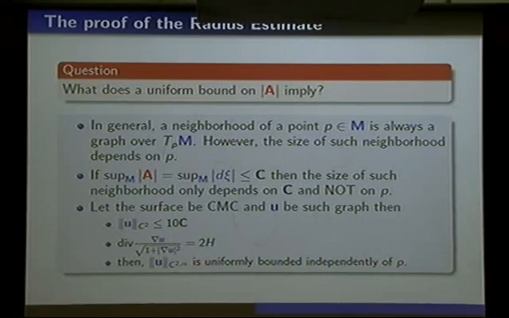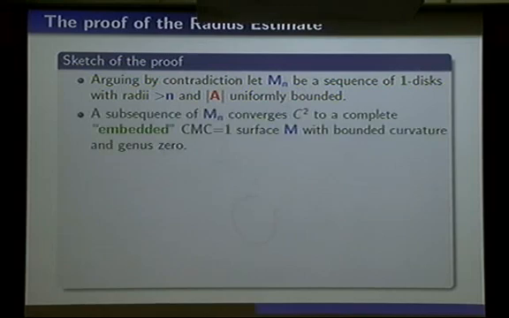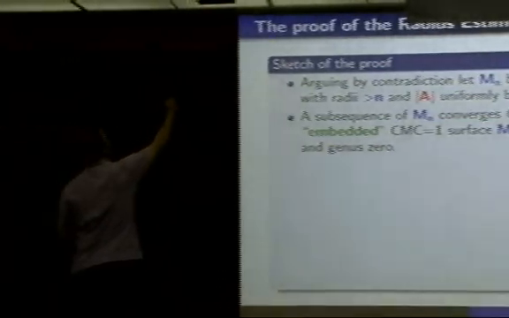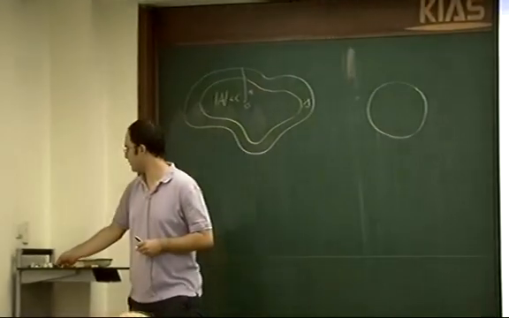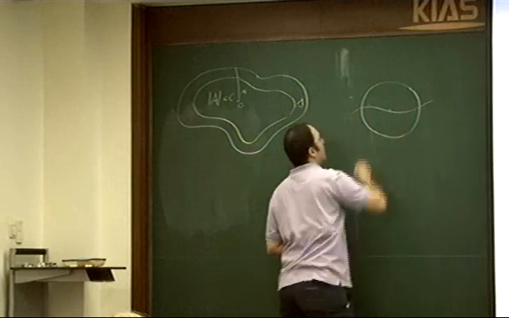Okay. Now let's go back to what we had. We had a sequence of one disks with radii going to infinity and second fundamental form uniformly bounded. Then we can say that a subsequence of such disks converges C2 to a complete embedded CMC equals 1 surface with bounded curvature and genus 0. Okay, so now that I told you what happens when the second fundamental form is bounded, it's easier to see what I mean by converges C2. So the second fundamental form uniformly bounded means that if I take a ball in R3 and I look at my surface intersect this ball, all I see is graphs, not necessarily one.